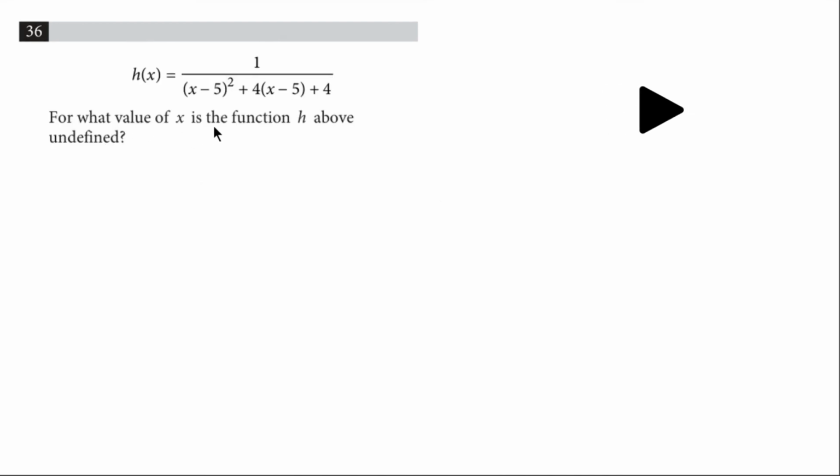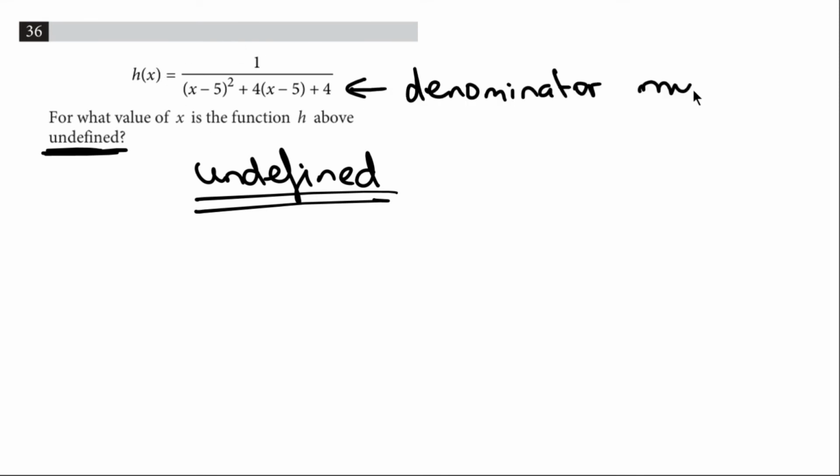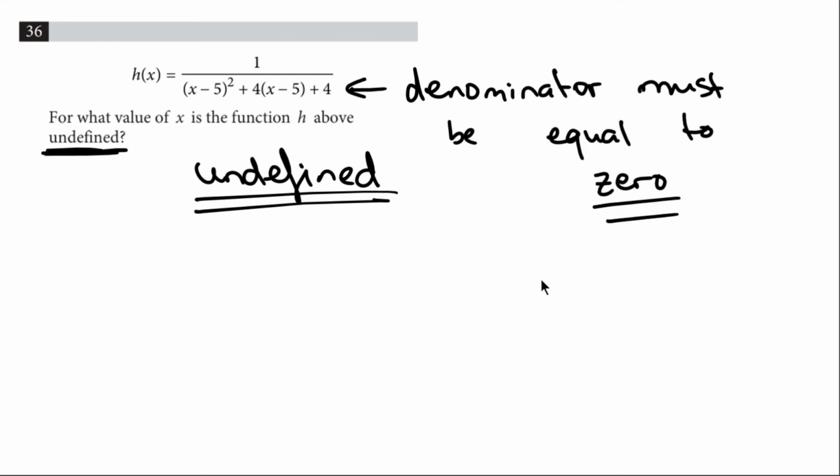For what value of x is the function h above undefined? Well, when you hear this, undefined, you need to understand that for a function to be undefined, its denominator must be equal to 0. The denominator of that function must be equal to 0, whatever that function is. So we need to equate the denominator to 0. That way we will get 1/0, which is not possible. Something over 0 is undefined in mathematics, and we have not defined it yet in math, therefore it is undefined.